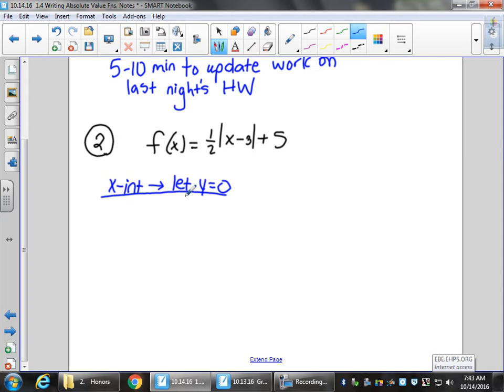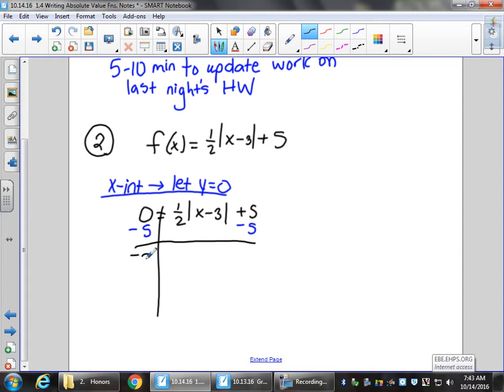It literally is like a set of directions, to the right, to the right, to the right. So this is going to say, we're going to do what we said, let y equal 0. So 0 equals 1/2 x minus 3 plus 5. What am I going to do first to solve this? Good. Subtract 5, subtract 5. So I got negative 5 equals 1/2 x minus 3.